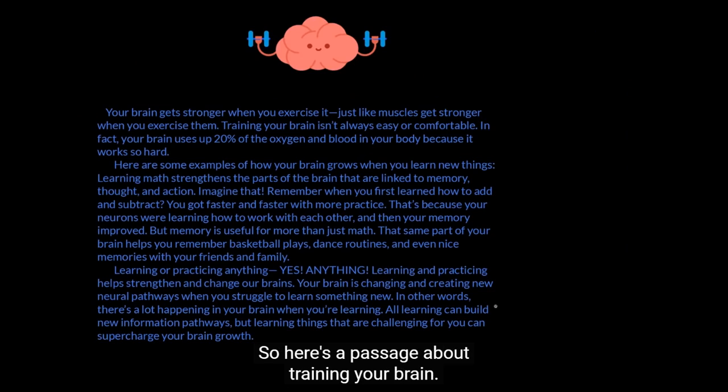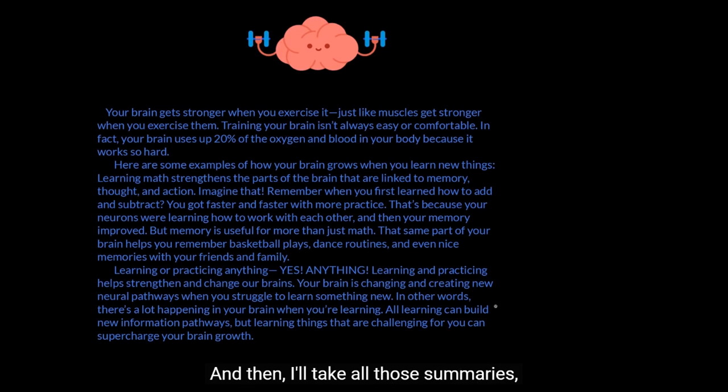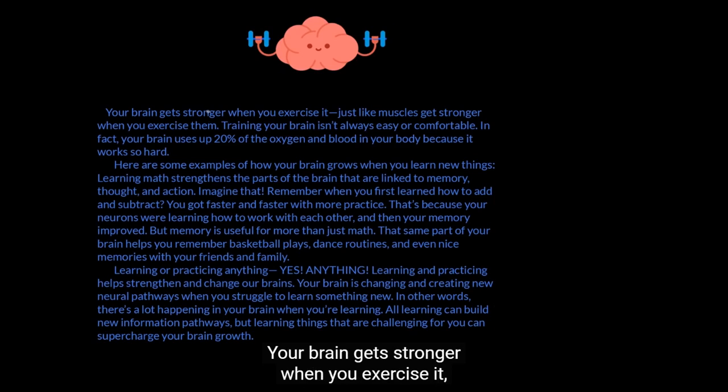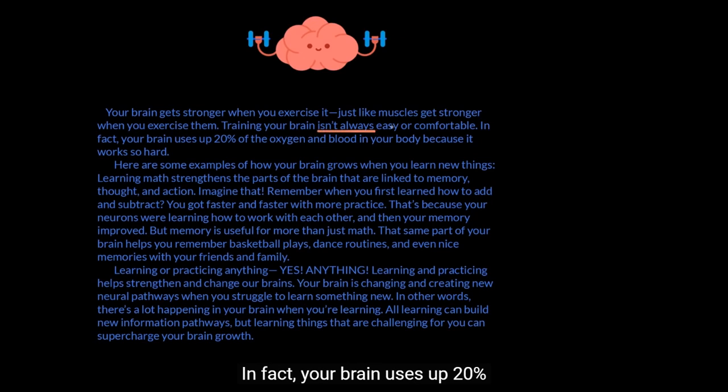So here's a passage about training your brain. I'm going to read it, I'm going to make notes, and then I'm going to summarize each paragraph. And then I'll take all those summaries, put them together, and that'll help us come up with a main idea. So, here we go. Your brain gets stronger when you exercise it, just like muscles get stronger when you exercise them. Training your brain isn't always easy or comfortable. In fact, your brain uses up 20% of the oxygen and blood in your body because it works so hard.